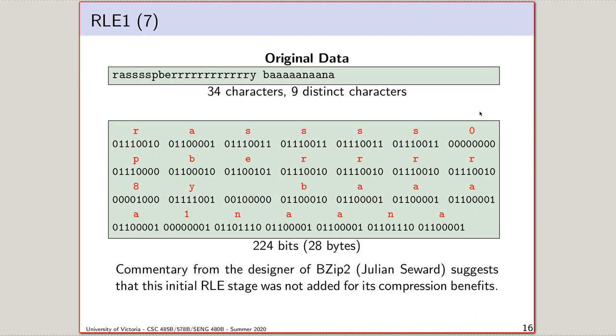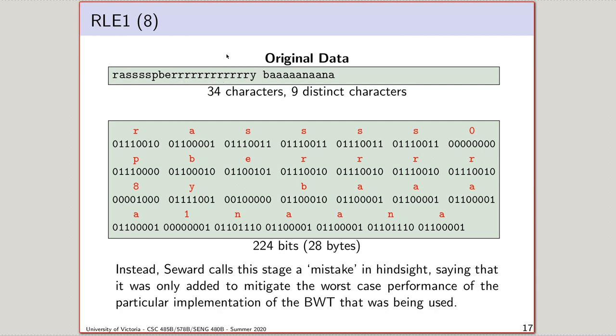So this first RLE stage isn't actually there for its compression benefits. The next stage in the pipeline is a BWT. And we saw already that a BWT can handle runs of consecutive characters. It's fine. And it'll come out of the BWT still looking like a run of consecutive characters, which means you can still apply the RLE to it after. So why are we applying RLE before? Well, the reason is the performance of the BWT algorithm, not the compression benefits.